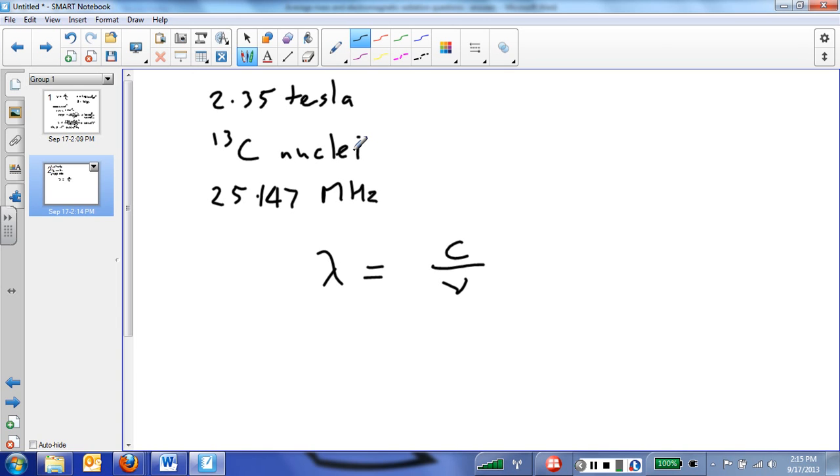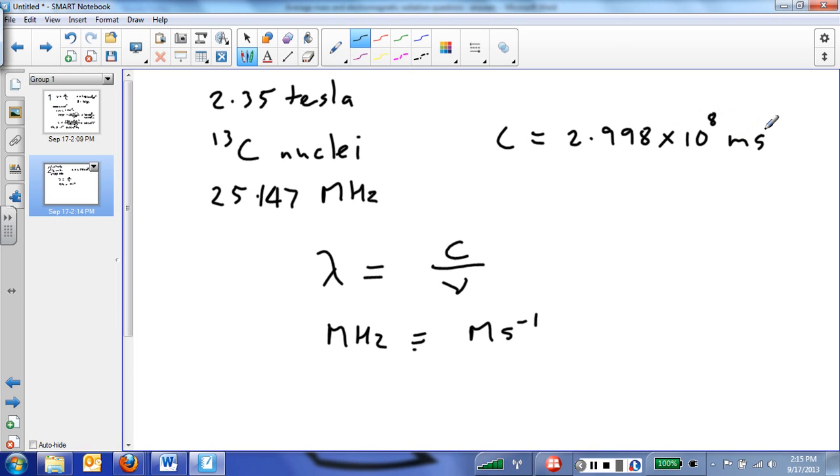Once again, we have a situation where the units don't match. Megahertz means mega per second. The per second is fine because we have that in the speed of light, which we'll put up here. It's the same as it was before. Therefore, we have to get rid of the mega part of the megahertz. Mega simply means 1 times 10 to the 6.